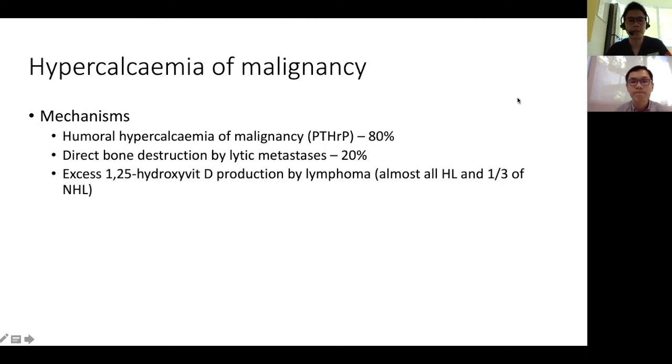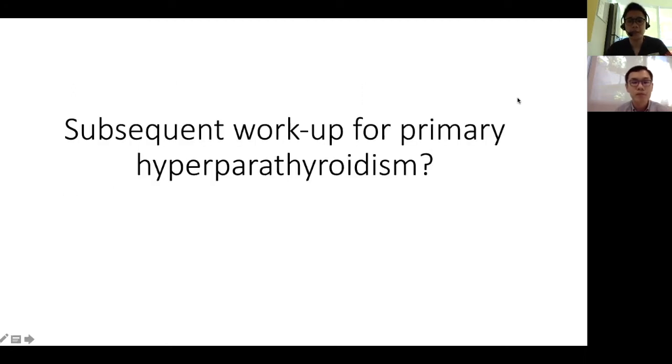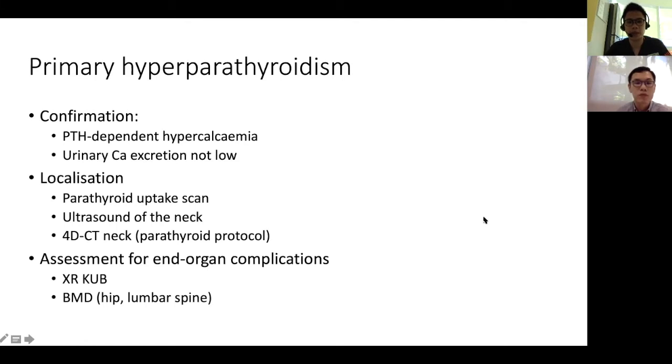Okay, thank you. The next question is what would be the subsequent workup when one is suspecting a primary hyperparathyroidism? Okay, so I've divided that into three categories. One is to firstly confirm the presence of primary hyperparathyroidism. Number one is that it is a PTH-dependent hypercalcemia, and when you assess the urinary calcium excretion, it is not low.